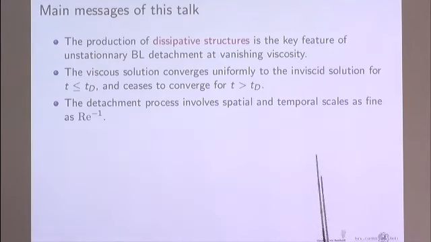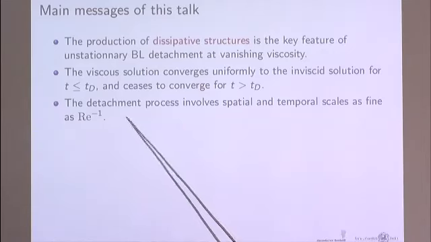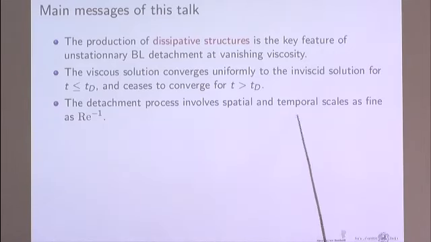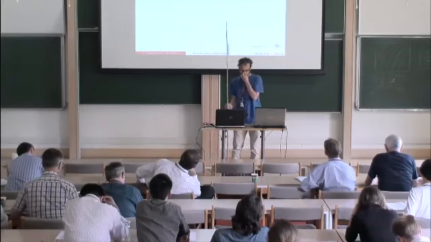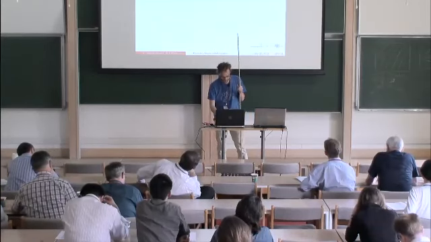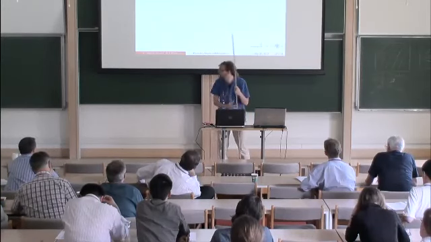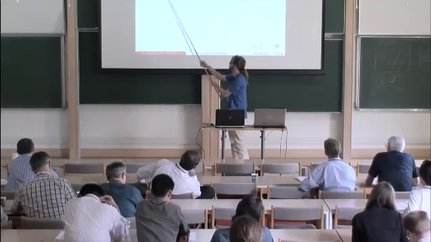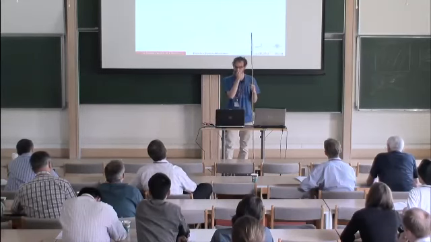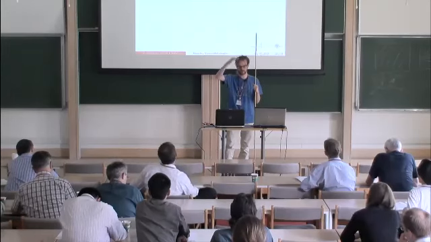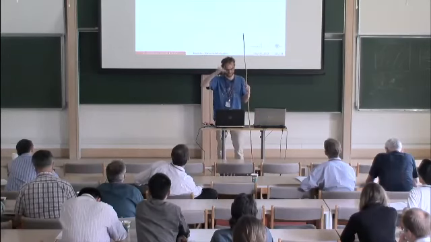And also very important, the detachment process involves spatial and temporal scales, which go down to Reynolds to the -1 at least. So the idea now would be to develop a new asymptotic theory for unstationary detachment by rescaling also time and scale at the detachment point. We would need to take into account these small scales. So this is not like triple deck or such theories, which actually add the boundary layers above the other one.